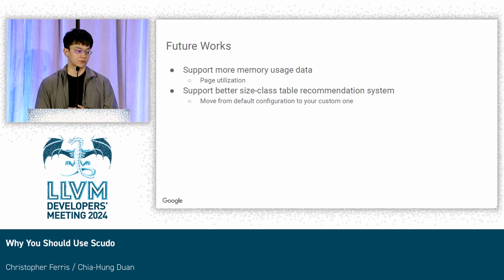And there's some future work that we are still doing. The first thing is we want to support more memory usage data, like page utilization. This is mainly for large allocations, like 100 pages. Sometimes we notice that only very few pages are dirty. That means maybe your program doesn't need that much memory. In terms of RSS, it's fine because you didn't dirty them, so you don't consume more memory. But in terms of allocator performance, it's better to request a smaller size.